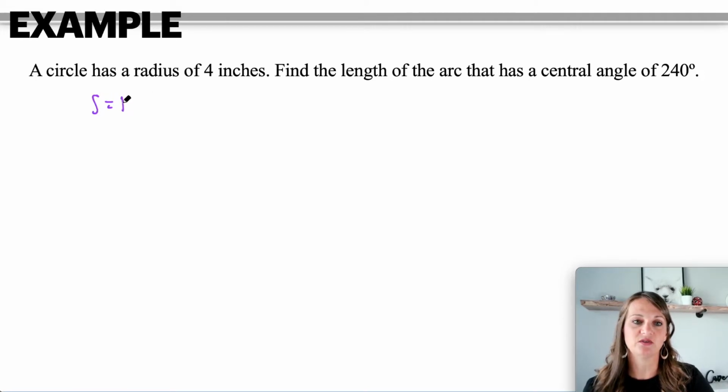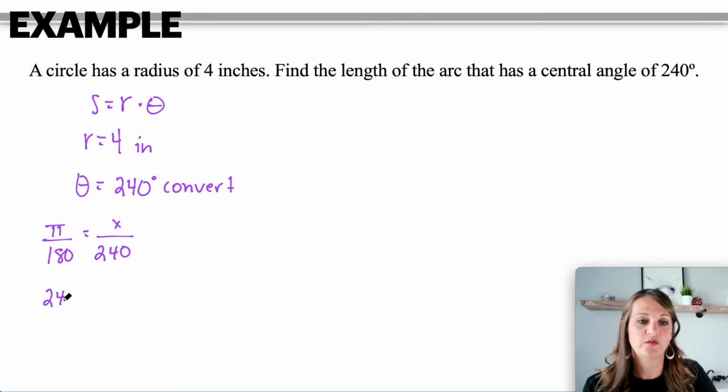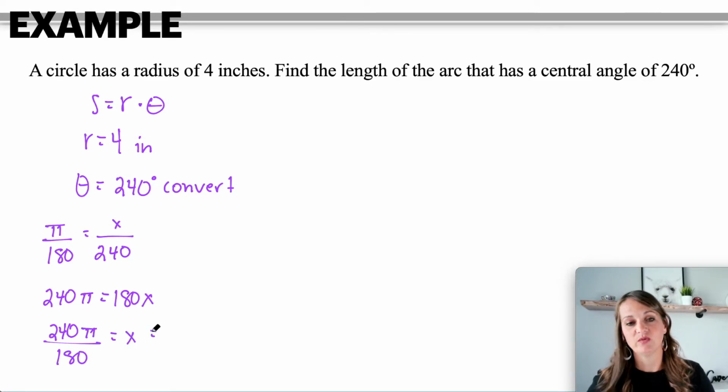So let's do it again. We have S equals R times theta. We know the radius is 4 inches, but here's the problem. Theta is not in radians, so we're going to have to convert. I know that my conversion factor is pi over 180. So 240 goes down there. We need that in radians. So 240 pi equals 180x. So 240 pi divided by 180 is going to be my radians, which is 4 pi over 3. So now we can actually solve.